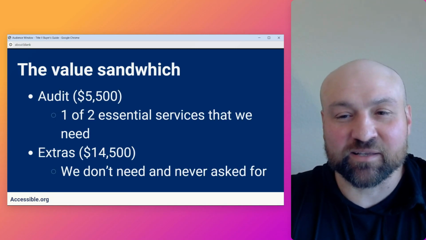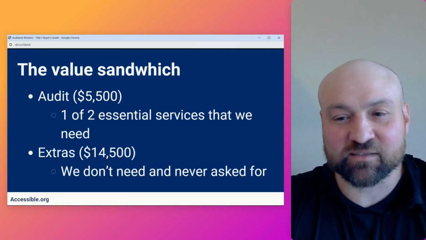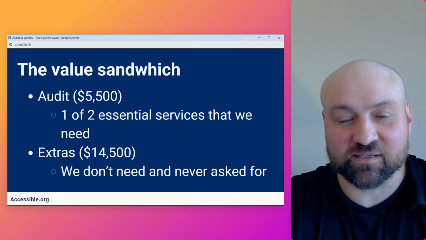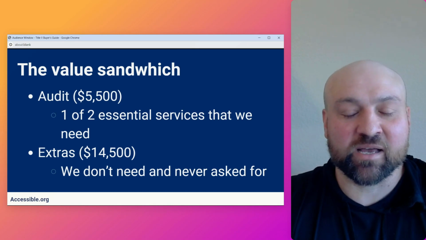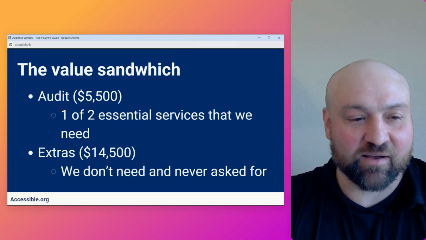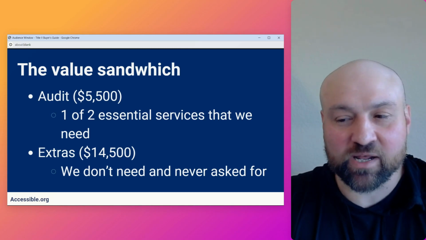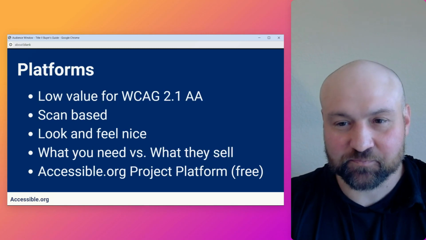So on this next slide, I have the value sandwich. We have the audit, and let's say the audit's value to us, or what we would pay, is $5,500. It is one of 2 essential services that we need for WCAG 2.1 AA conformance, but it's surrounded by extras. So then I have, let's say, $14,500 of extras for a total of $20,000. But these extras, we don't need them, and we never asked for them.